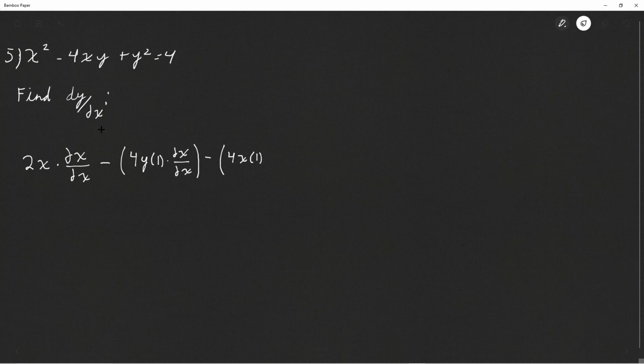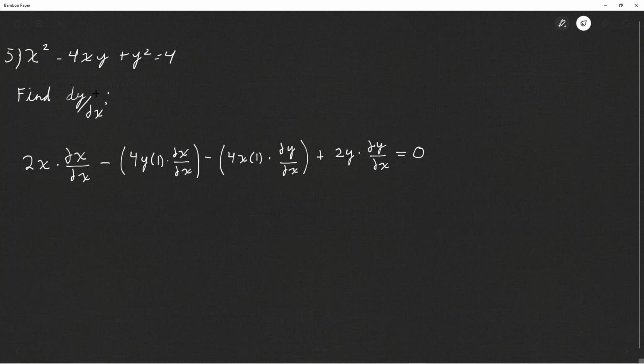And now this is where we're going to get our dy over dx from, because we did the derivative of the term y with respect to x, and now we're going to add, and now this will become 2y multiplied by, again, since we did the derivative of y, it'll be dy over dx. And then this will be equal to 0, because the derivative of any constant is equal to 0.